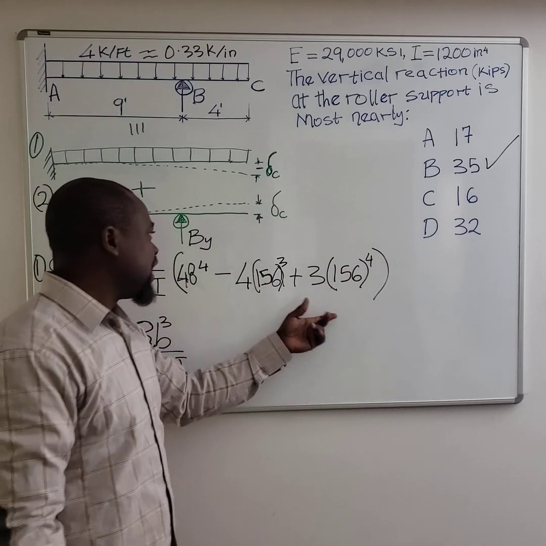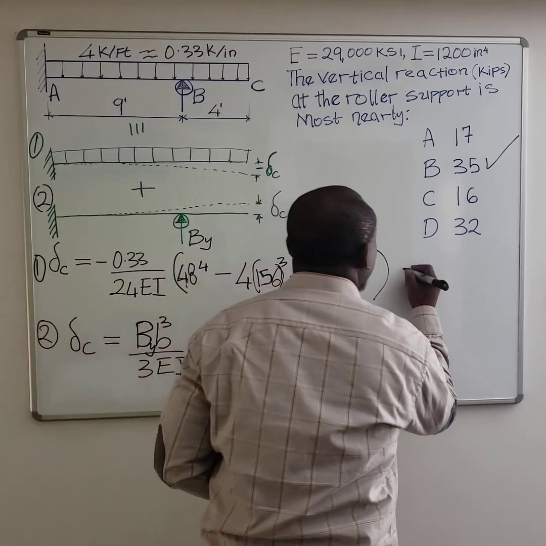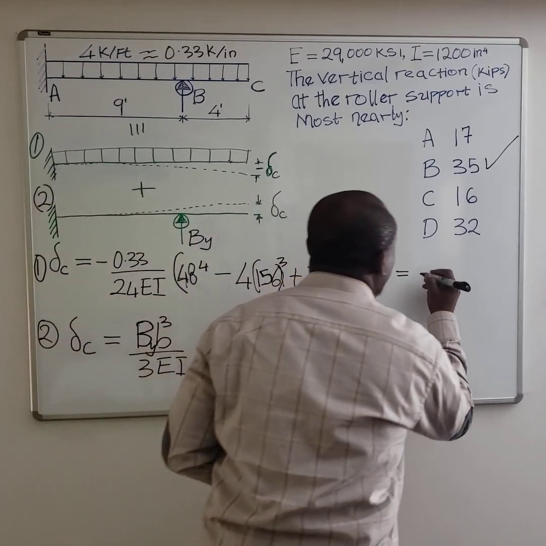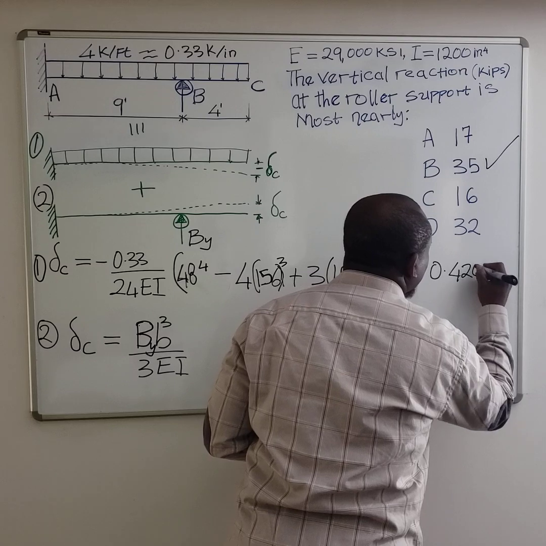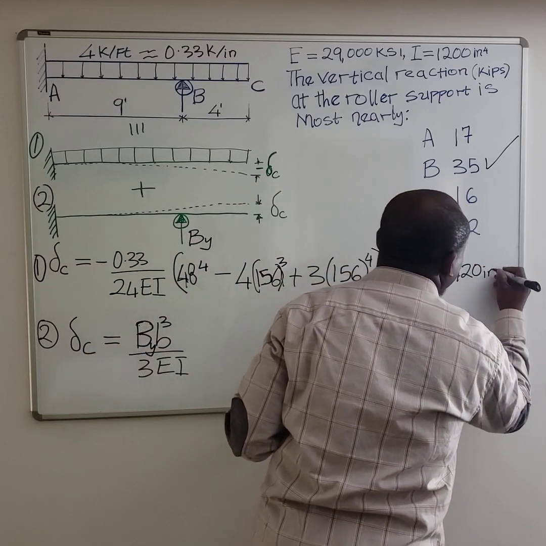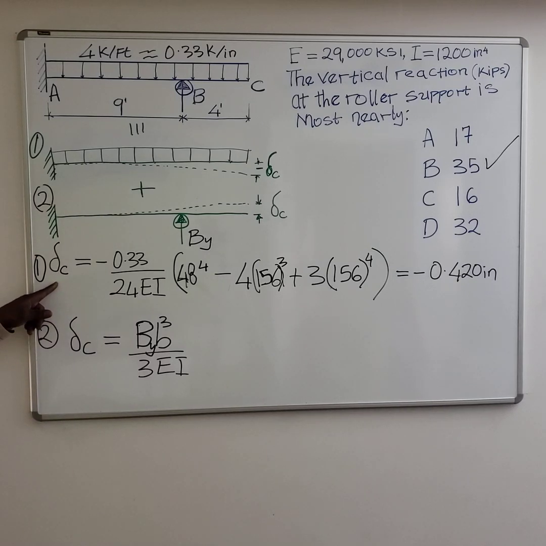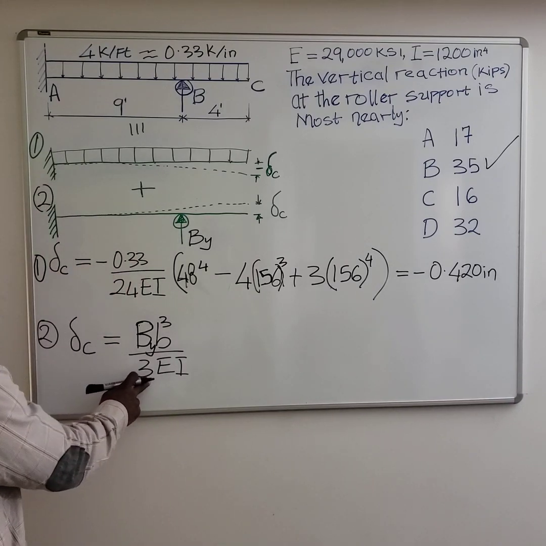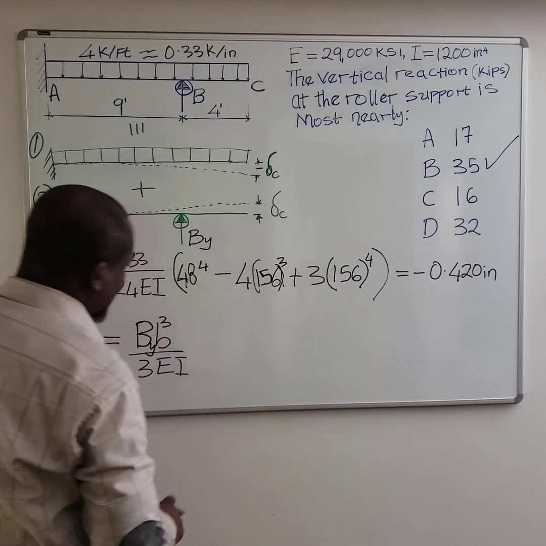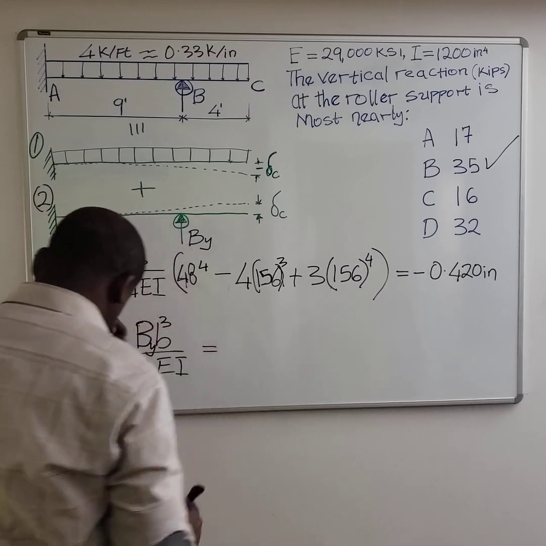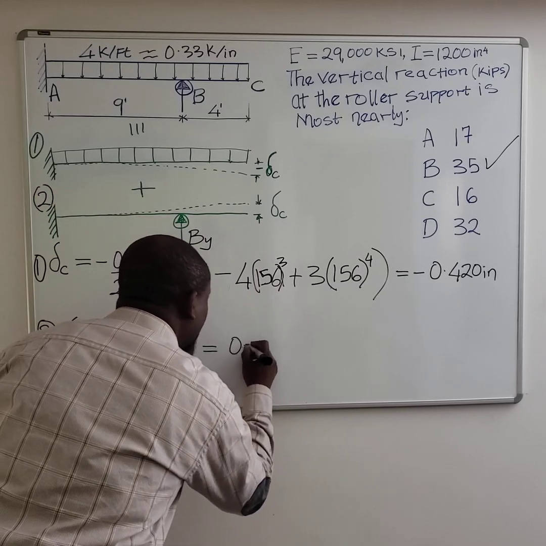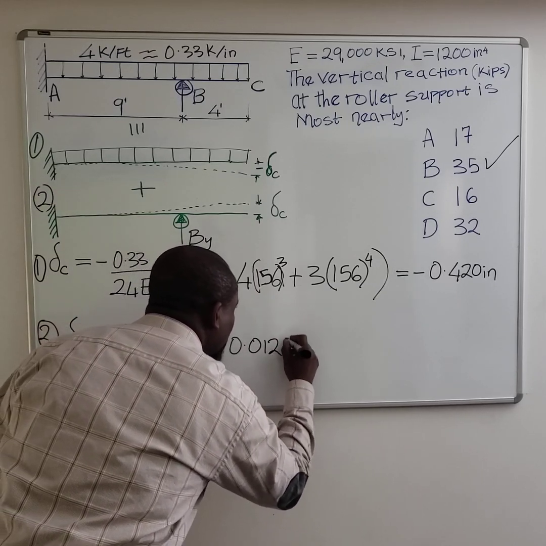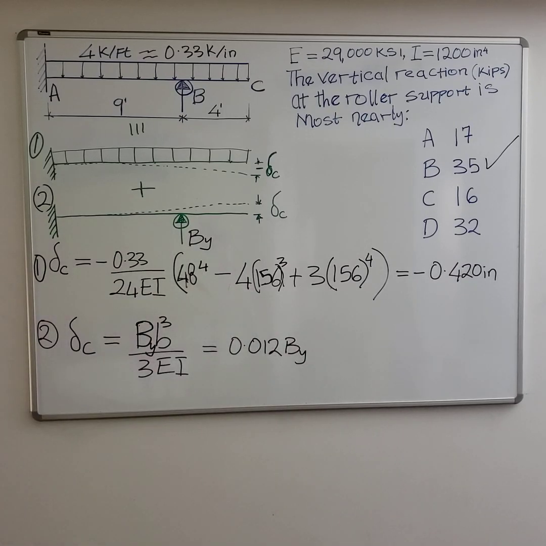Now, that's the first part. If you solve this using your calculator, you are going to have negative 0.42. That's what you're going to have, and it's in inches because your deflection is in the unit of length. For the second beam, if you put all these values in, you are going to have it in terms of BY. Your deflection at this point is going to be 0.0128 BY.